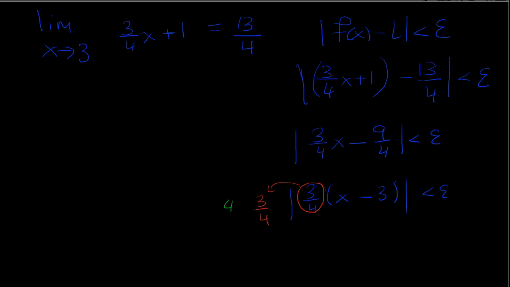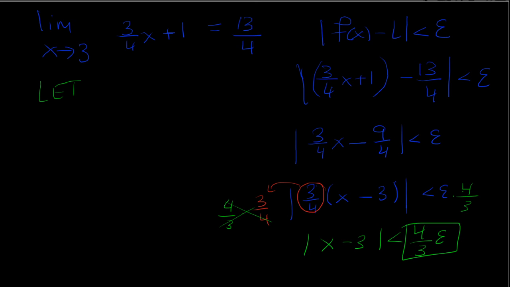And these will cancel. Multiply this by 4/3 as well. So we have the absolute value of x minus 3 less than 4/3 times epsilon. So we'll choose delta to be 4/3 epsilon.